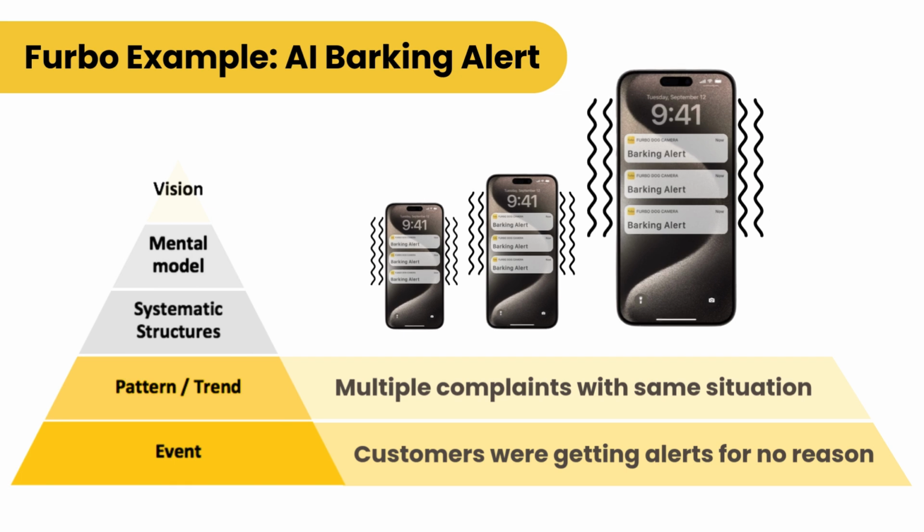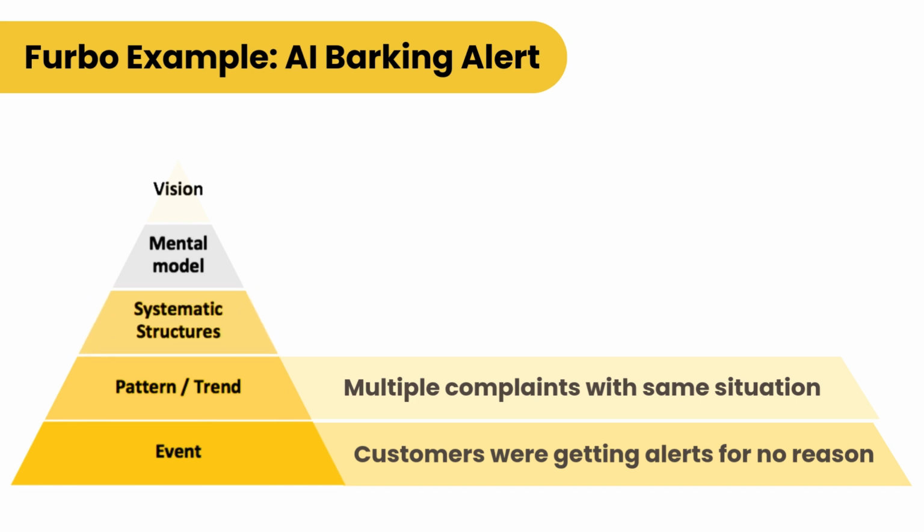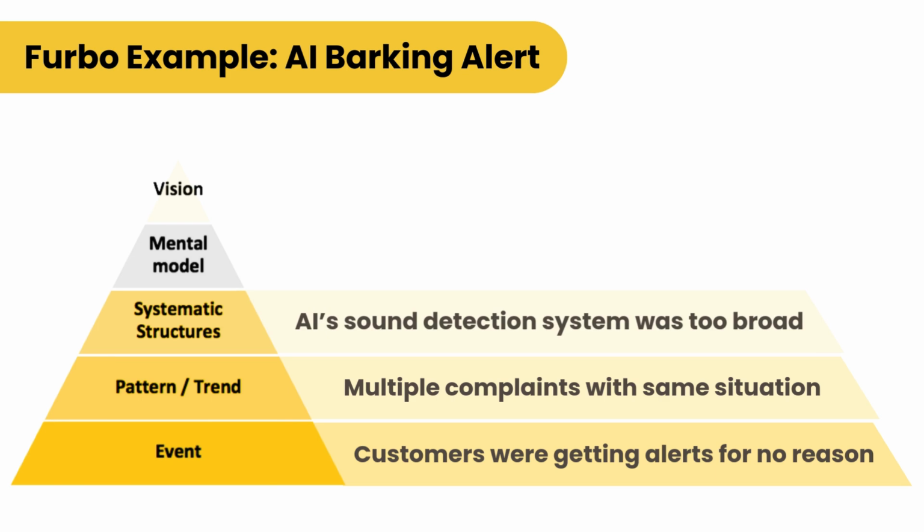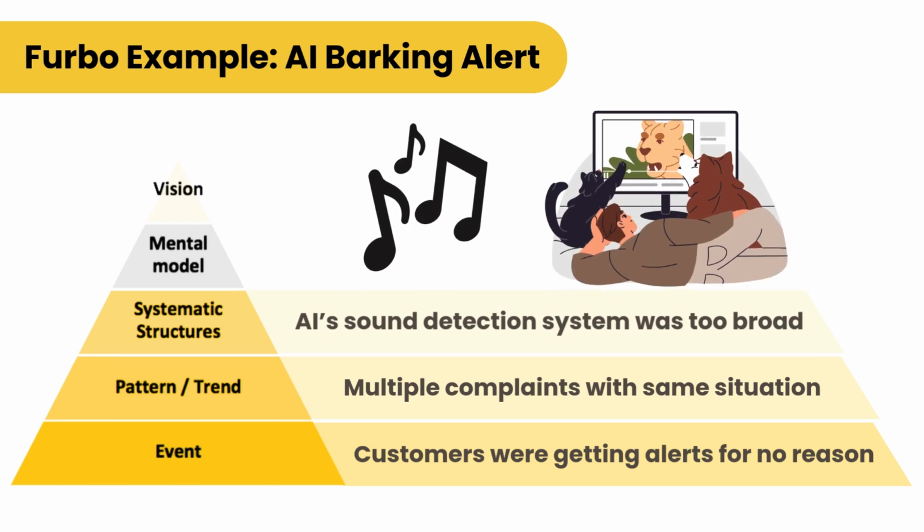When we looked into the systematic structure, we discovered that our AI was picking up all sorts of background noises. Things like TVs, music, even other dogs barking on television nearby. The AI was too sensitive and wasn't good at distinguishing a real dog bark from other sounds. So the AI's sound detection system was too broad.